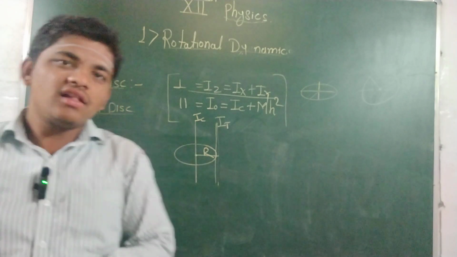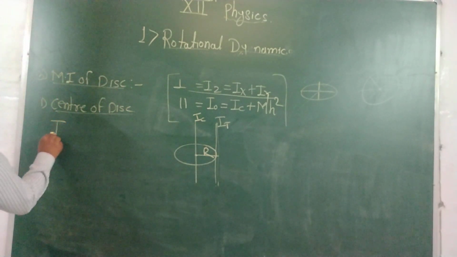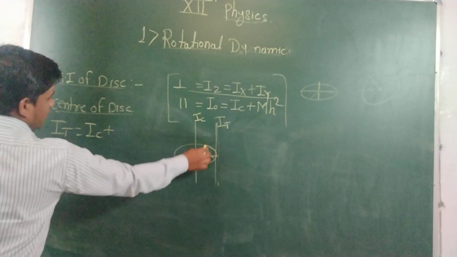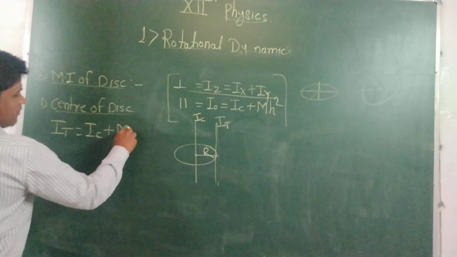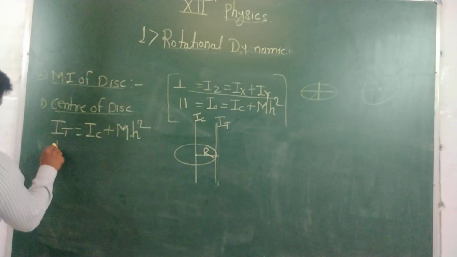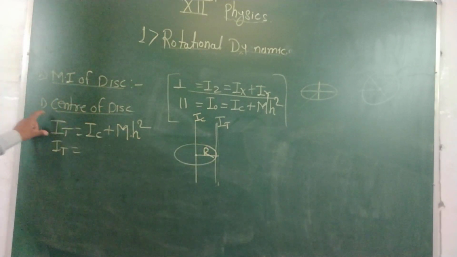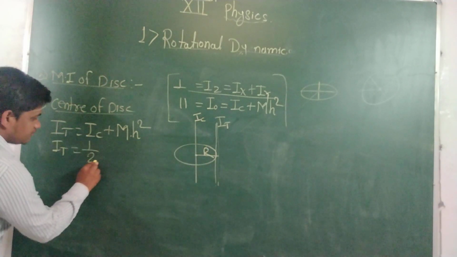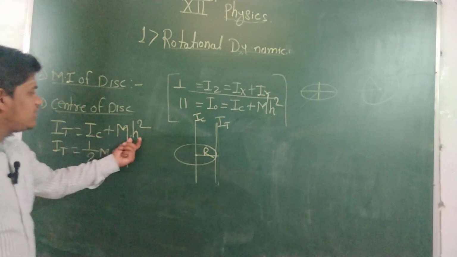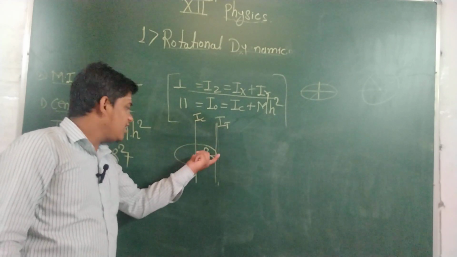वी कॅन अप्लाय द पॅरलल ऍक्सिस थेरम, that is I of T is equal to I of C plus m, whole mass of the disk, and h square. Okay, then I of T is equal to, what is the I of C, which are same याच ठिकाणी लिहिलेलं होतं, that is half of mr square, plus the h, is the difference between two parallel axes. दोन parallel axes मधला डिफरन्स म्हणजे हा रेडियस आहे, r आहे.